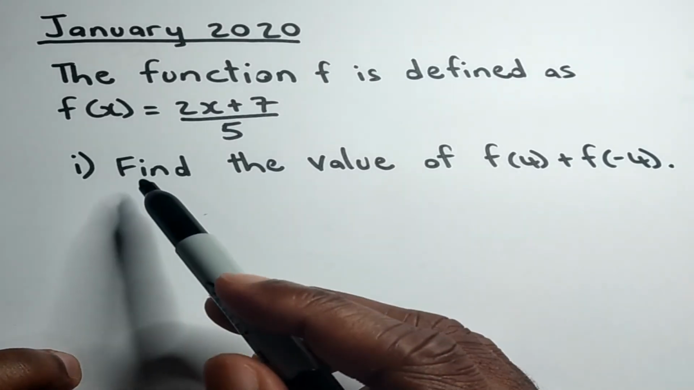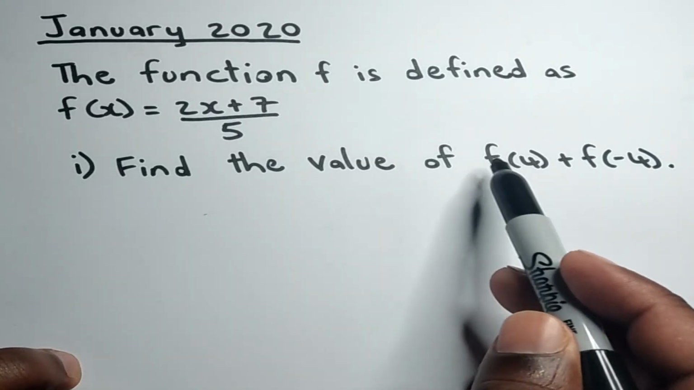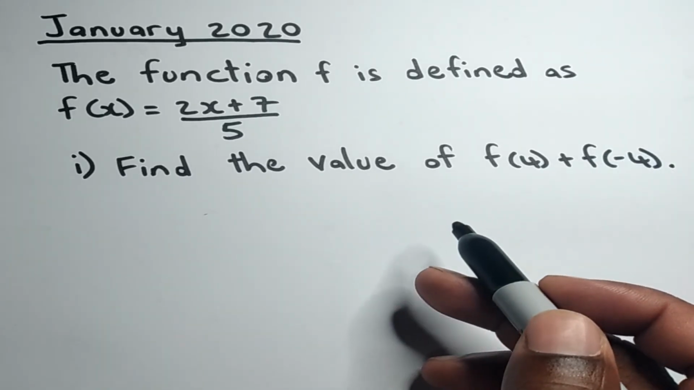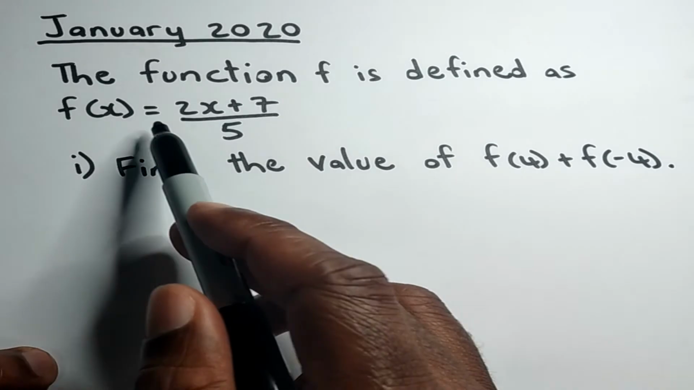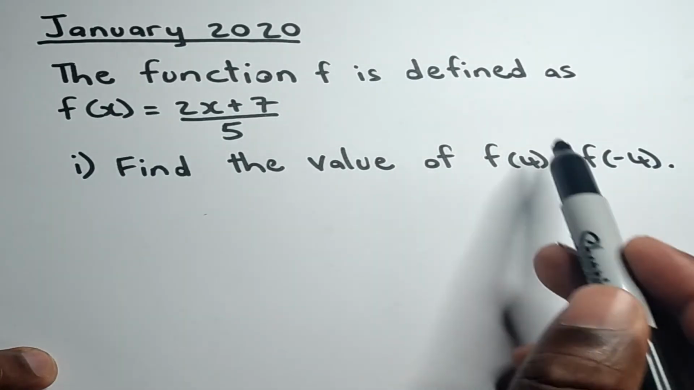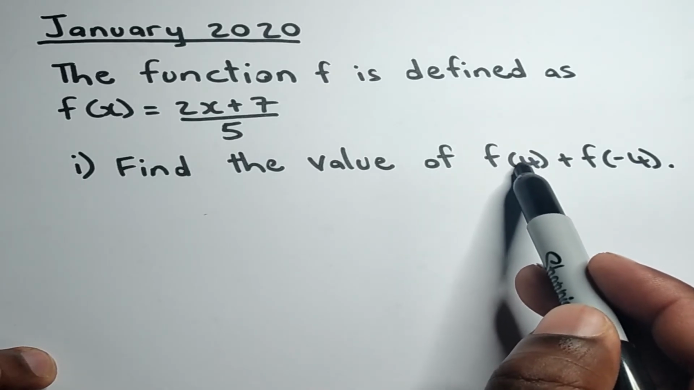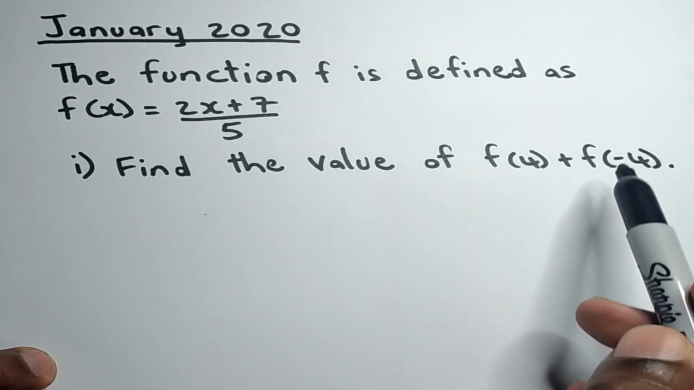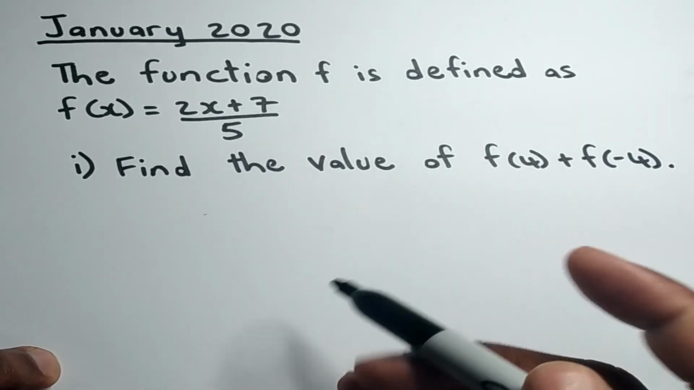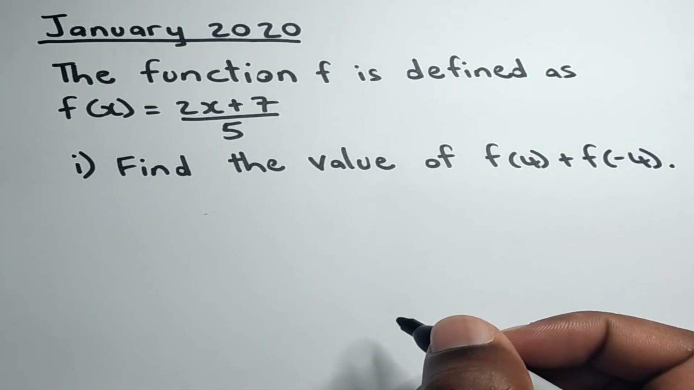The first part of this question asks us to find the value of f of 4 plus f of negative 4. This is pretty easy actually. We're going to sub 4 into this, and we're also going to sub negative 4. The result we obtain when we sub 4, we'll add to the result we obtain when we sub negative 4. Let's carry this out now.